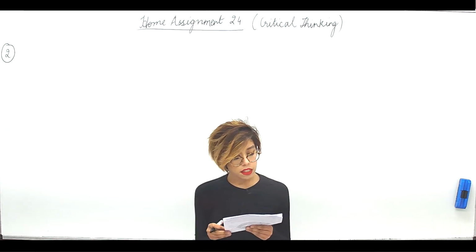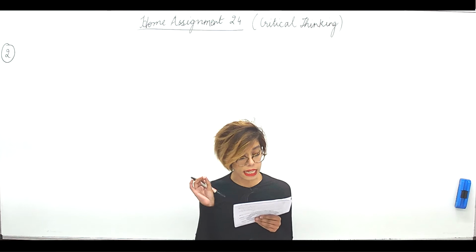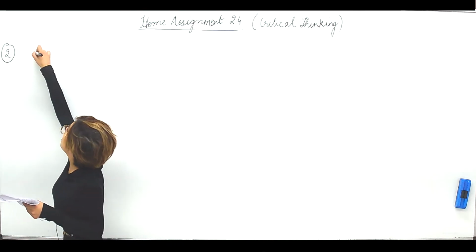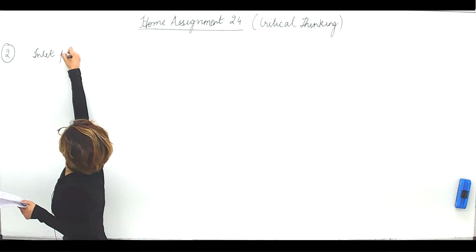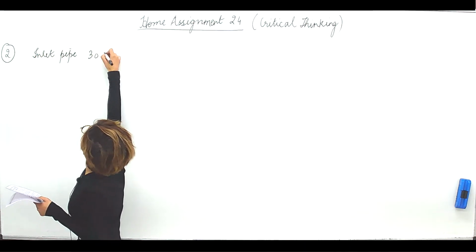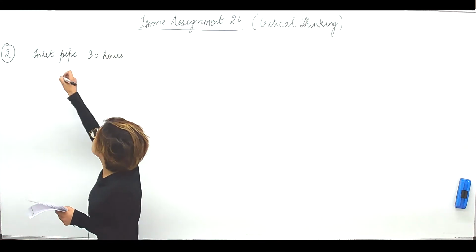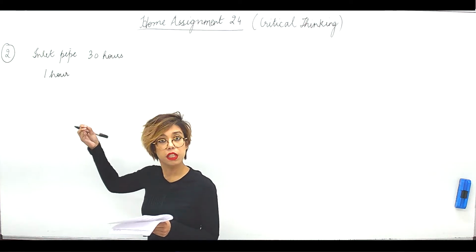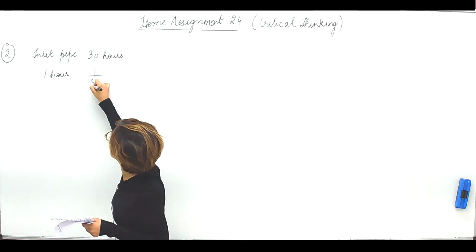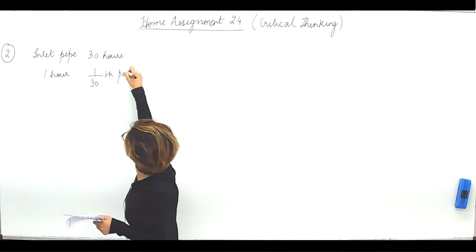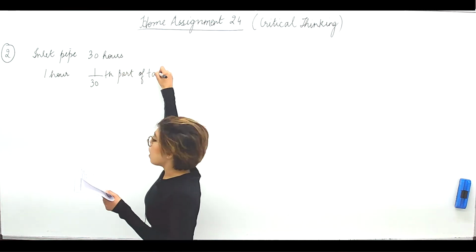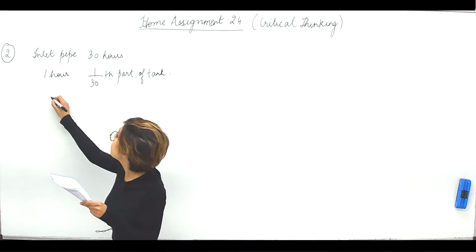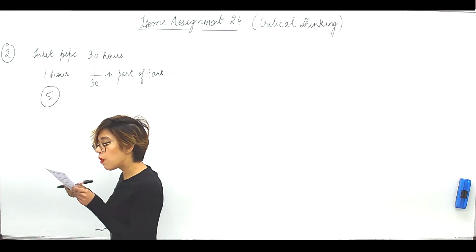It says it takes 30 hours for an inlet pipe to fill an empty tank completely. So an inlet pipe takes 30 hours to fill the tank. That means in 1 hour, how much part of the tank will it be able to fill? That will be 1 by 30th part of the tank. Okay, perfect.